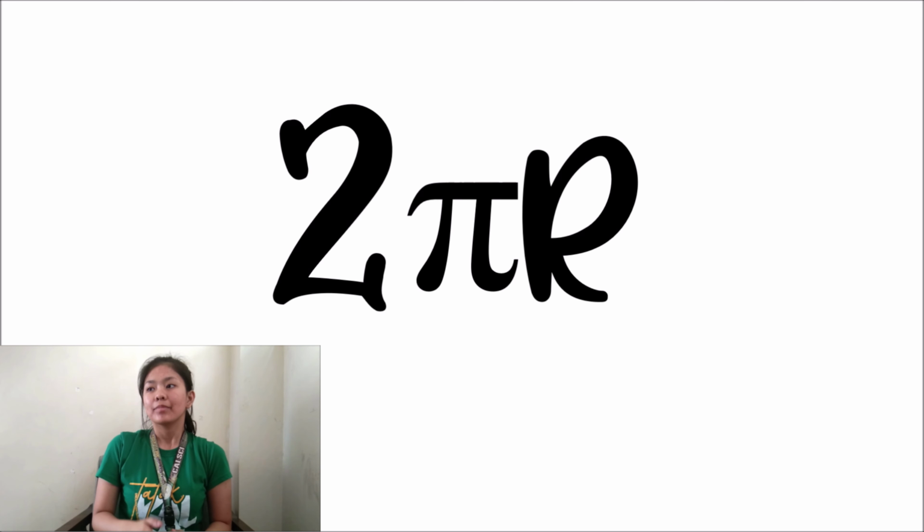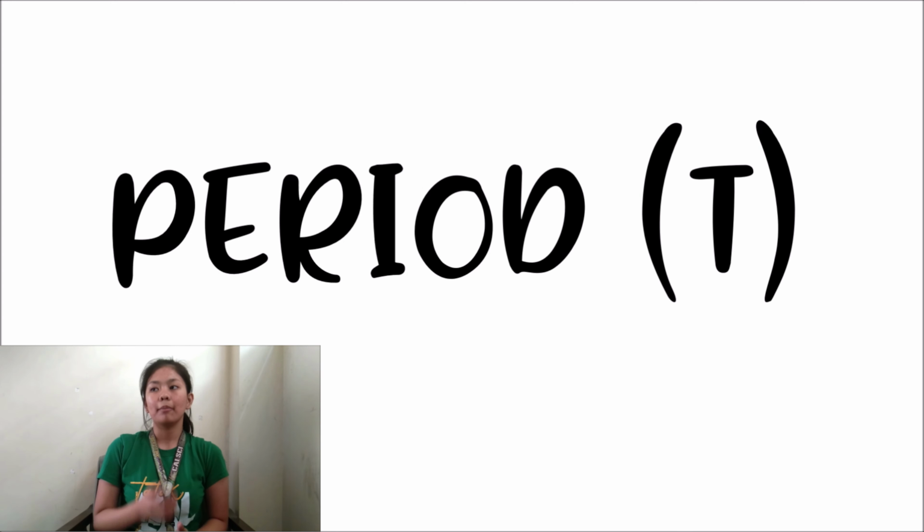2πr is the distance the object moves around the circle. Period is the time for the object to make one revolution in the circle.